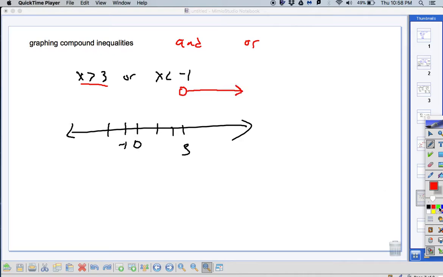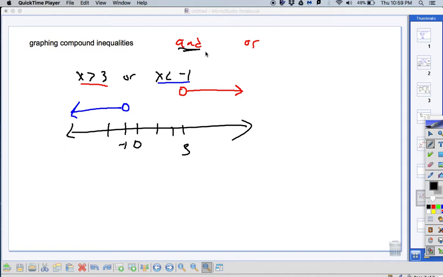Now we're going to go back and I'll just pick blue this time. We're going to do this one in blue. So we have to find -1. Again, it's going to be an open circle. And then, because there's no equal sign, and x is less than -1, these are numbers to the left. Okay? So now let's go back to the original "and" or "or" up here.